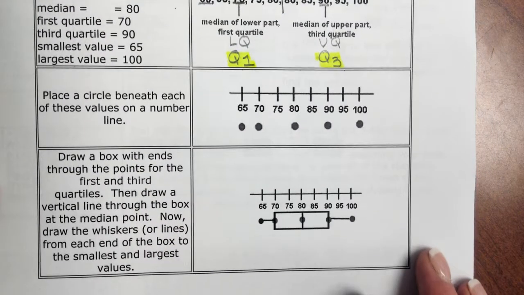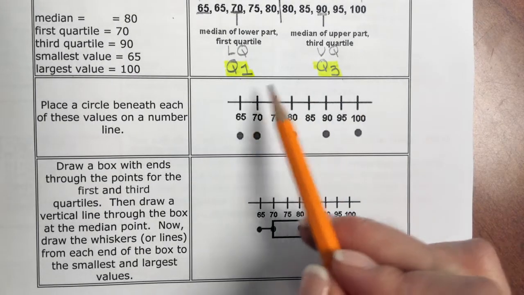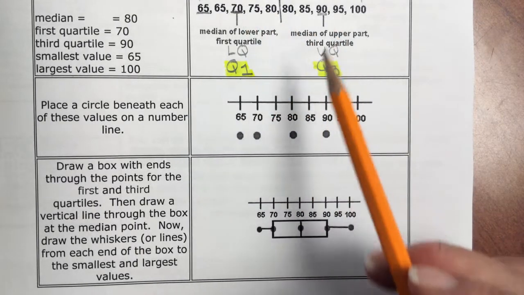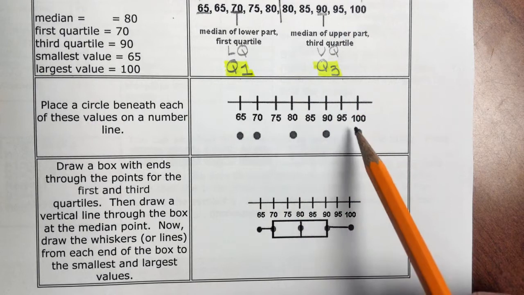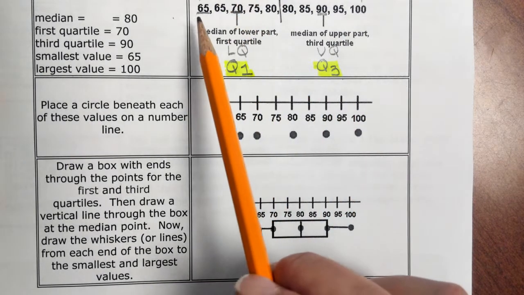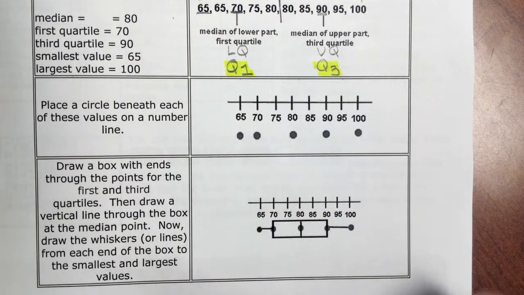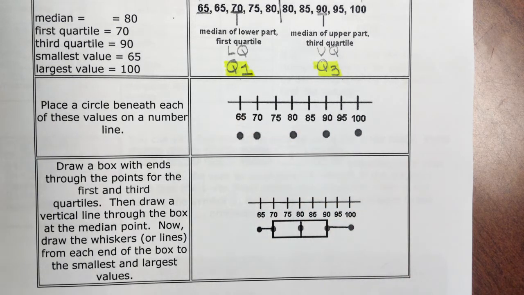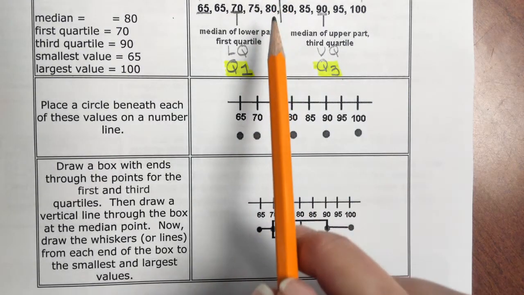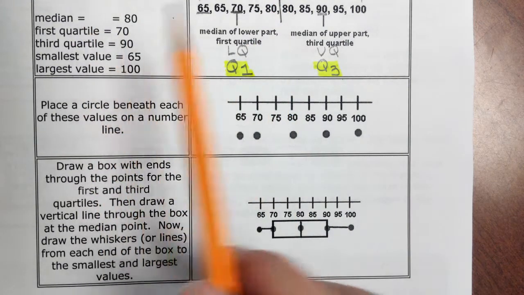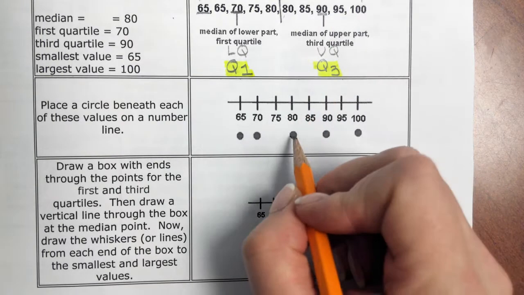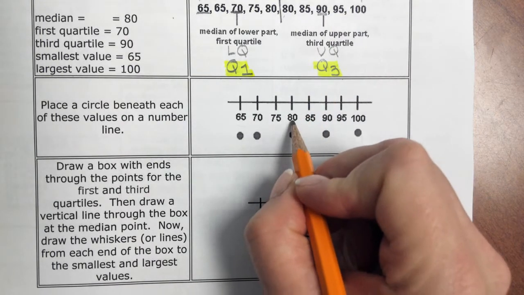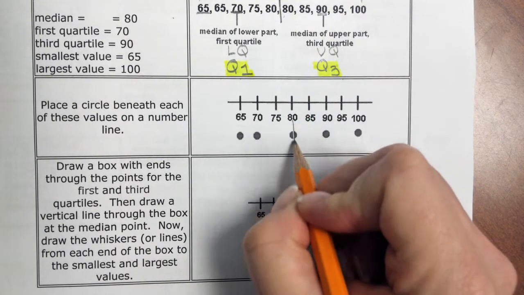Well, if you remember, we would take our data and come up with a number line that would fit all the data. In this case, since we're going from 65 to 100, it makes sense to go by fives from 65 to 100. And we would find the median first. In this case, the median is 80. It falls right in the middle. And we would put a circle with a vertical line through it right there.